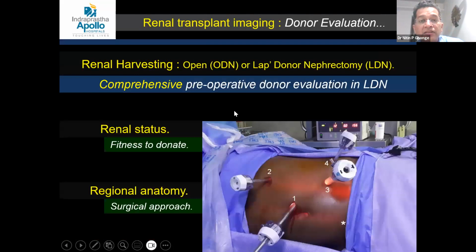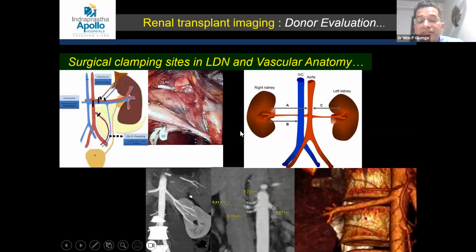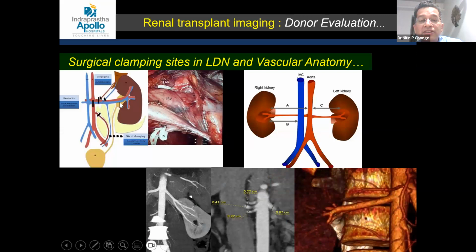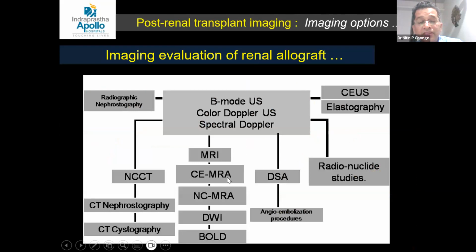And coming to the donor evaluation, it is very important, particularly for a laparoscopic nephrectomy. Nephrectomy for renal harvesting can be open or laparoscopic. For an open nephrectomy, things are a little easier and you don't need to know a lot of vascular details except for renal artery status. But for laparoscopic harvesting, you need to be very clear about the complete details of the vascular pedicle on the right side, on the left side, arterial pedicle, number of arteries, accessory arteries, and the venous structures as well. So it is important to evaluate the renal donor accordingly.